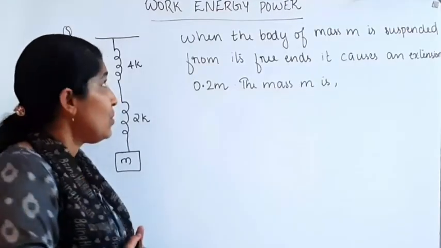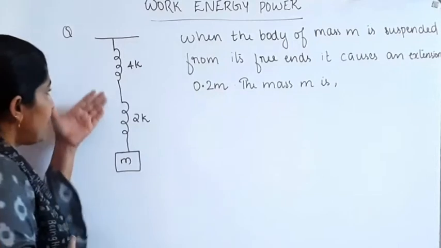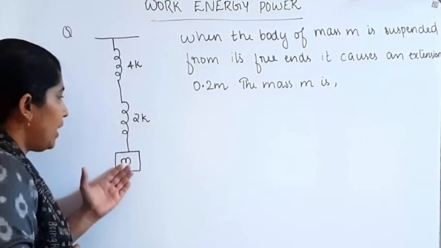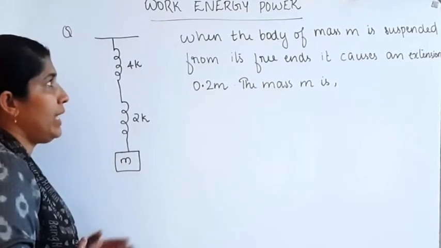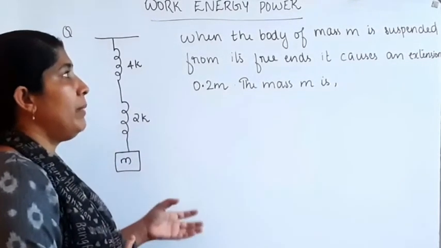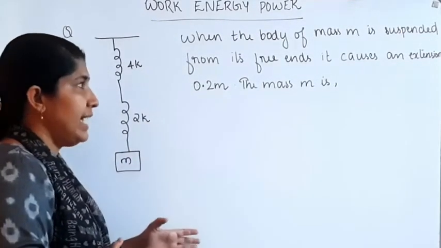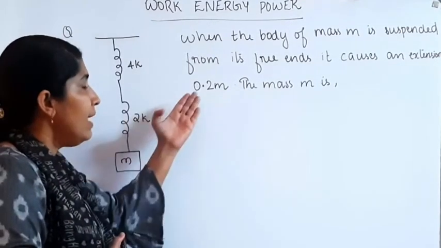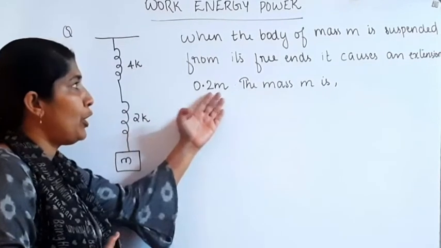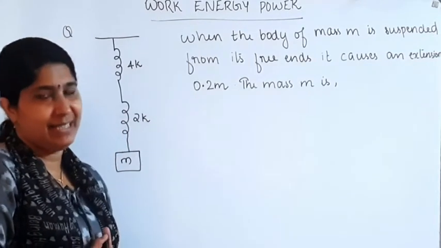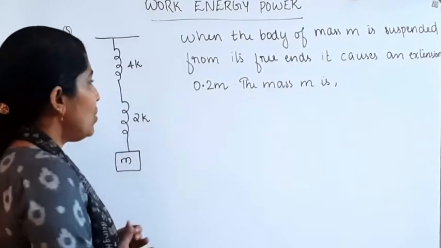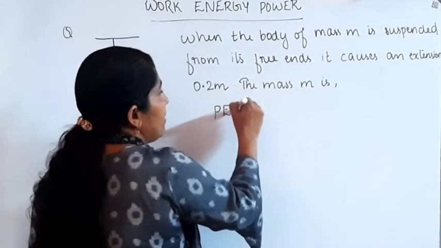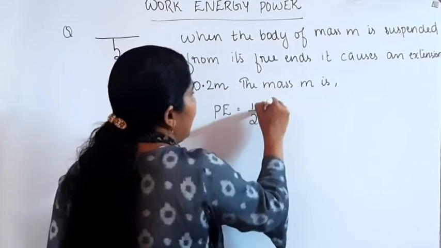Okay. Next question. Here two springs are connected in a series manner and a mass small m is attached to it. When the body of mass small m is suspended from its free end, it causes an extension. That extension is equal to 0.2 meter. Here also we can apply potential energy. Potential energy stored in the spring is equal to half kx square.